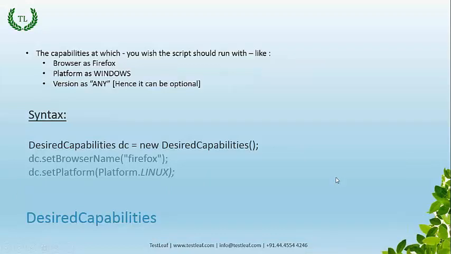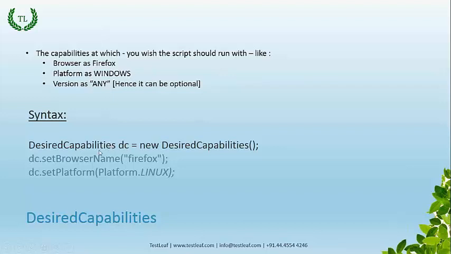I want my test to run. I wanted to fly in this flight. So these are the capabilities at which you wish the script to run. Browser: I want to run them in Firefox. Platform, OS: I want this test to run in Windows. Version: as I told, any version is fine. So this is the meaning of desired capability, what you wish that test to run on.